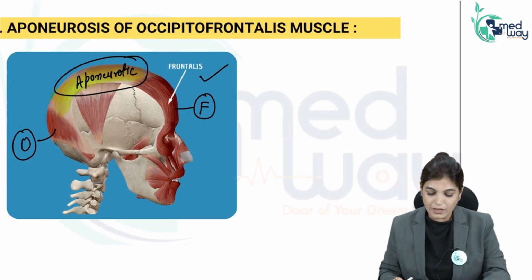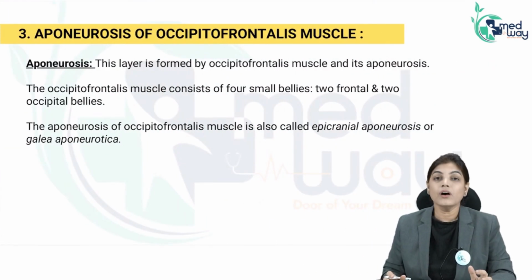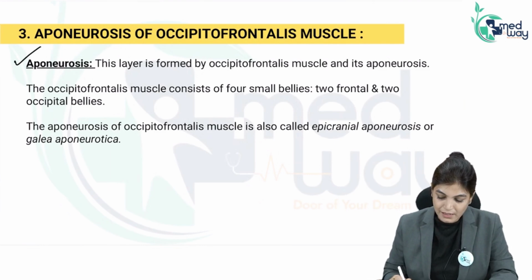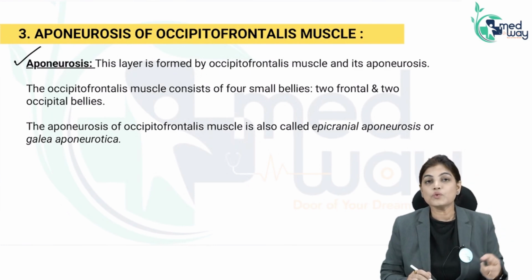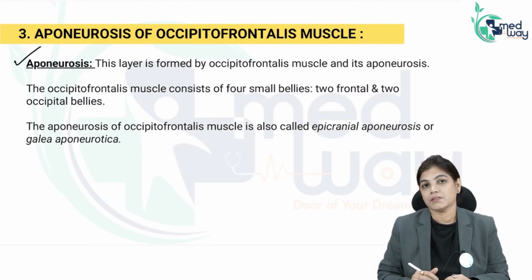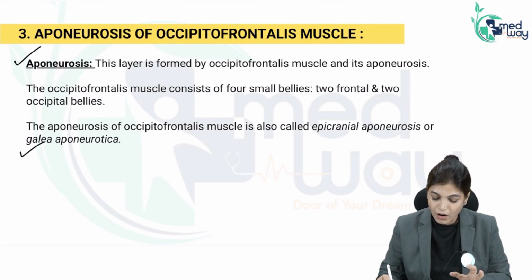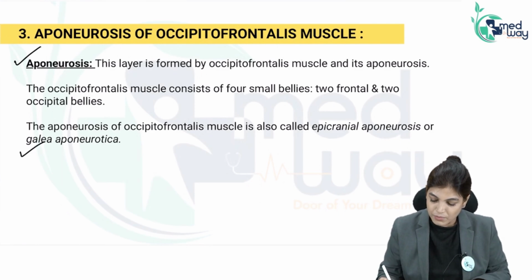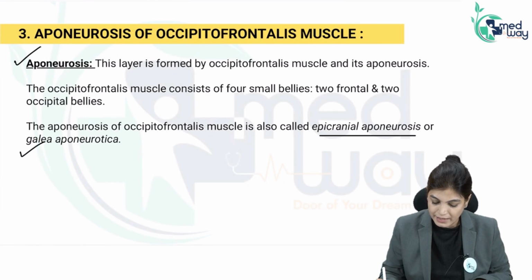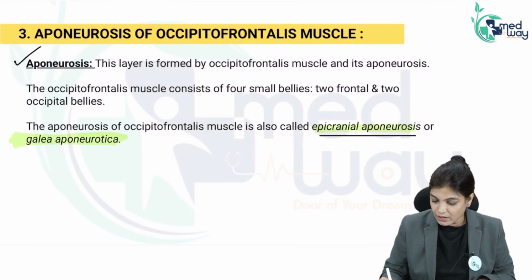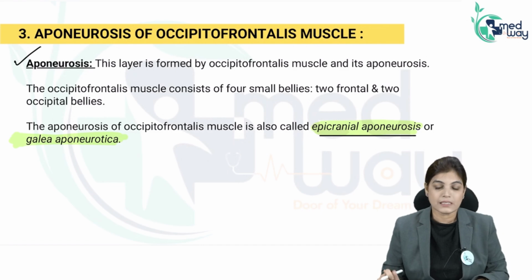Now, it's important to understand about these muscles. Exactly, we have to know about the attachment and the nerve supply. If I am talking about the occipitofrontalis aponeurosis, it consists of 2 frontal bellies and 2 occipital bellies. So, together we have 4 bellies. The aponeurosis of the occipitofrontalis muscle belly is also called the epicranial aponeurosis or Galea aponeurotica. The other names which can be used for it are Galea aponeurotic layer or epicranial aponeurosis.